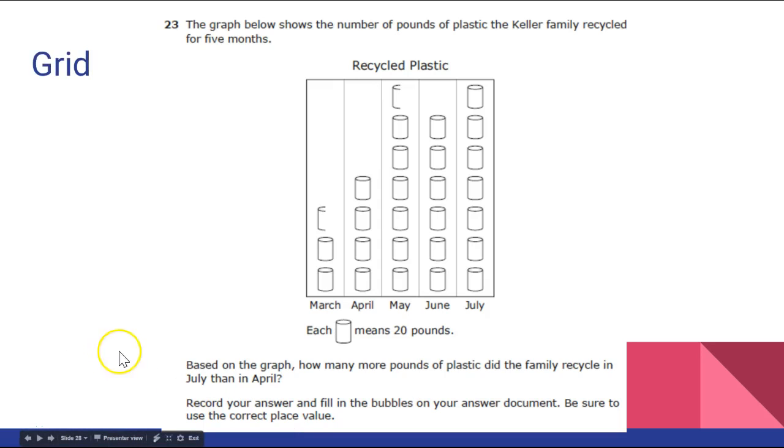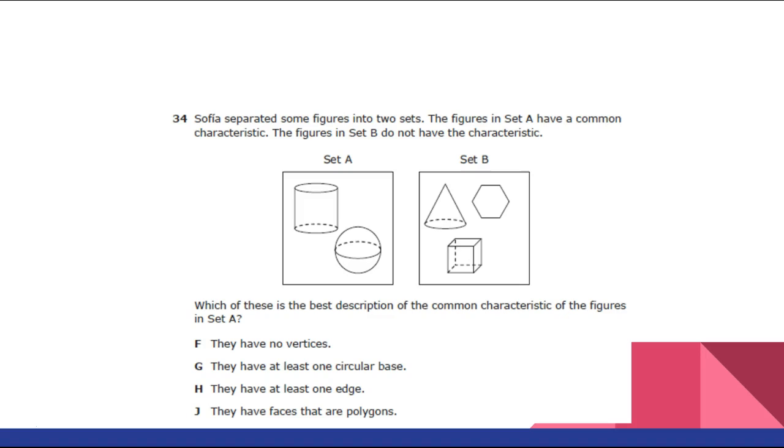So this is a different type of griddable because you notice right here in the middle of the question, it has a graph, which is unusual. We don't see an item like that in the past. Look at number 34.